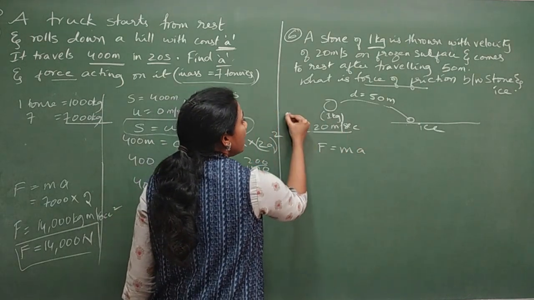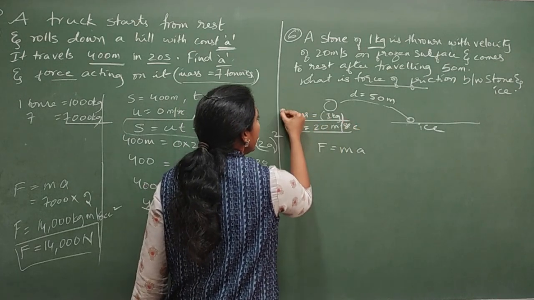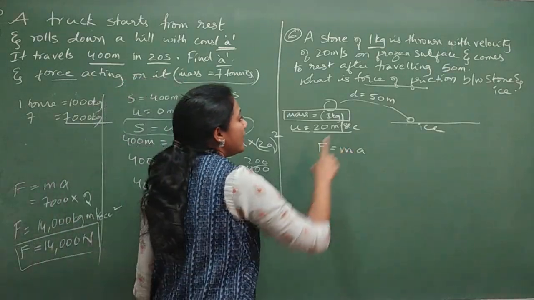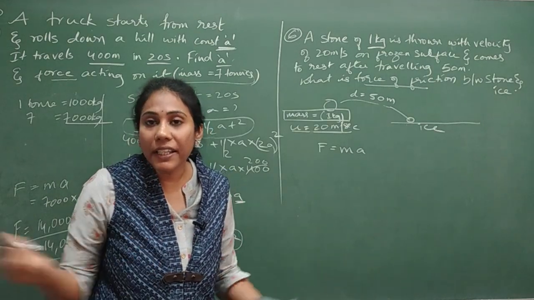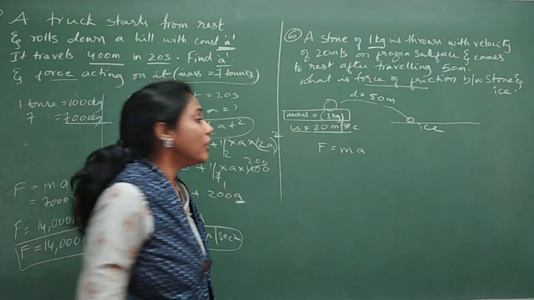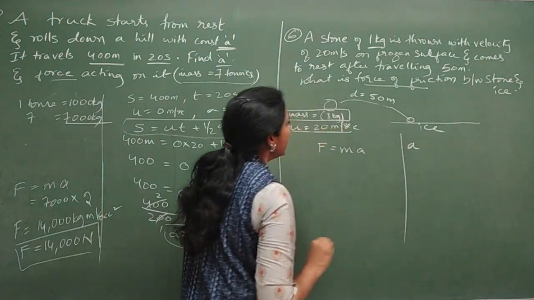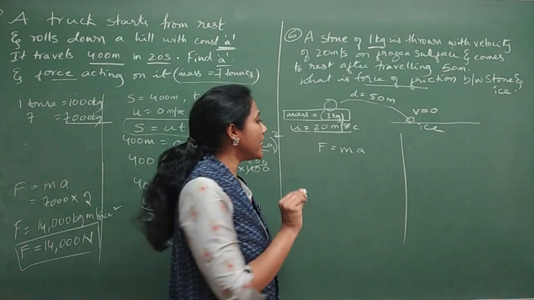Mass is given how much? Mass is equal to 1 kg. So in kg, directly they have given 1 kg. But acceleration we want. What is acceleration here? Acceleration is not given directly in the question. So first what you have to do is find acceleration here. So how do you find acceleration here? What is the formula that you can select?